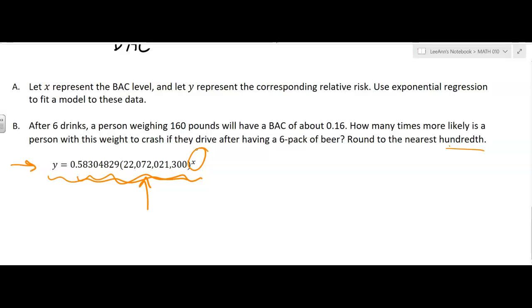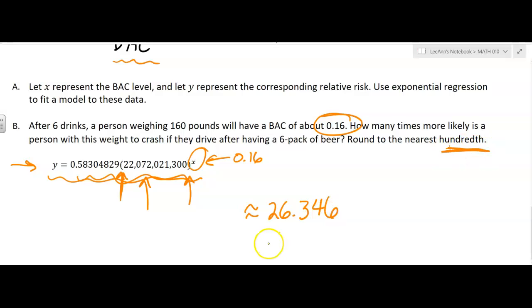And you have to know which is x and which is y. What's your input, what's your output? Well, if you remember, the input x was the BAC. Okay, so our BAC is 0.16. So I want to put all those numbers in. I have to make sure I put the parentheses in. And then I'll use the exponent button to put in 0.16. When I put it in my calculator, I got about 26.346. But it says to round to the nearest 100th, so I'm going to say it's about 26.35.